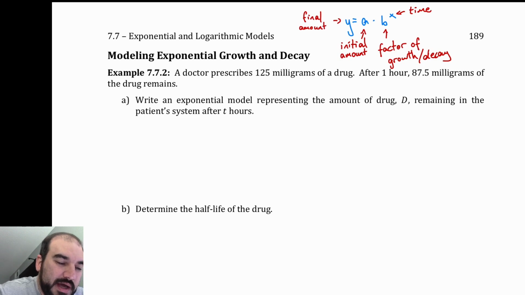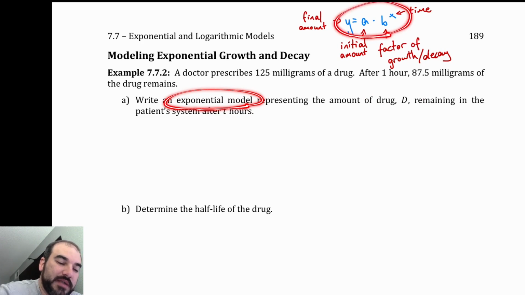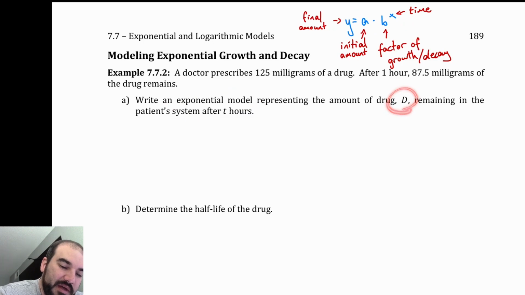Now, we're not going to use x, y for these functions because they're going to tell us which variables to use. So if you look at this example, it says write an exponential model, which means we're going to write an equation that looks like this, representing the amount of drug, which is going to be D, remaining in the patient's system after T hours. So let me go over this first example with you using this type of exponential model.